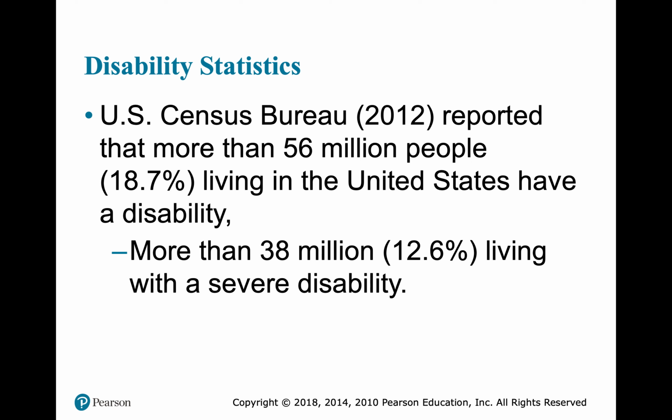So in 2012, the U.S. Census Bureau reported that 56 million people, so that's 18.7% living in the U.S., have a disability. And more than 38 million, so 12.6%, live with a severe disability. So 30 million people with a disability are reported to be between the ages of 21 and 64. And this is considered to be the working age. So that's important. Approximately 4 million children ages 6 to 14 have a disability. About 50% of people over the age of 65 and 72% of people aged over 80 have a disability.